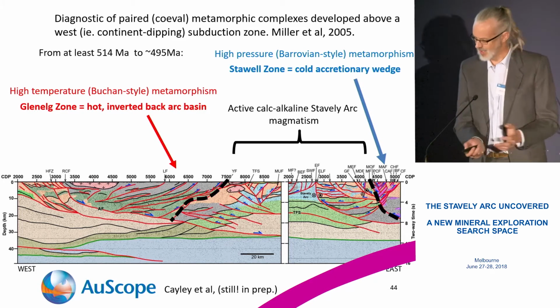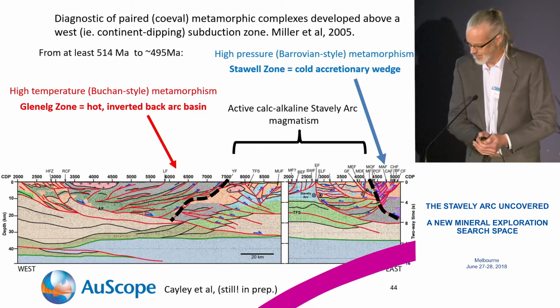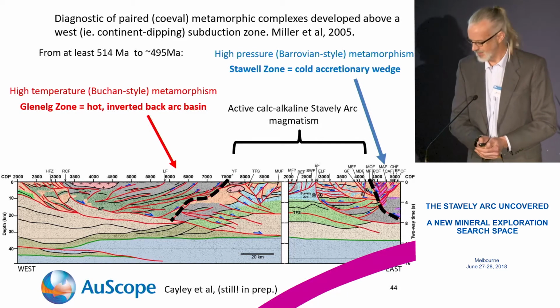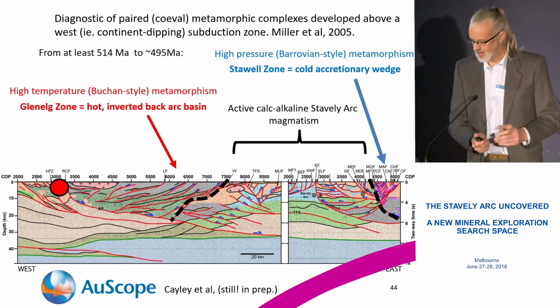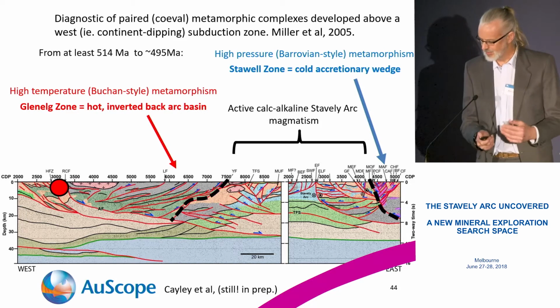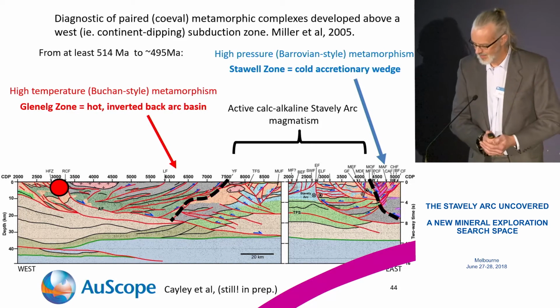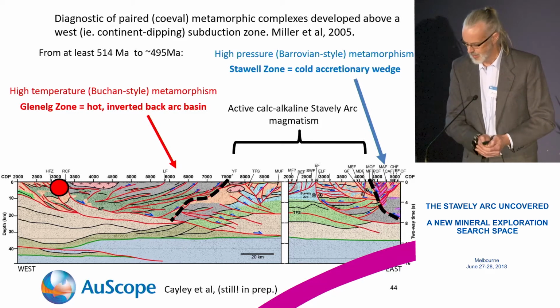So we'd say the Stawell Zone is the accretionary wedge, it's cold, and the Glenelg Zone is a hot inverted back arc basin. So when you have these sorts of systems, a back arc basin on a continental setting, it's going to be superimposed over something else. What do we know about that?